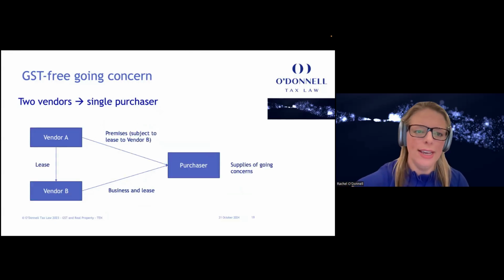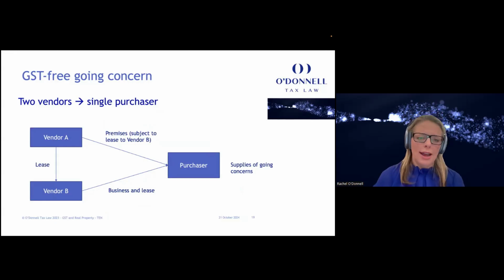And then the reverse here, where you've got a vendor that carries on a business on premises that is owned by a related party, for example, you can sell to the one purchaser potentially. You just need to sell the premises subject to the lease to the tenant, and then the tenant sells the business and the lease. So just be careful with managing the timing of that. You can't sell a leasing enterprise where the tenant is the actual purchaser. That doesn't work for going concern. So just be a little bit wary of that.